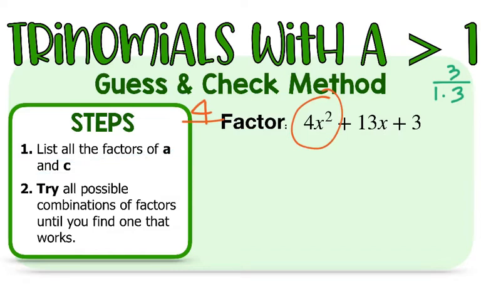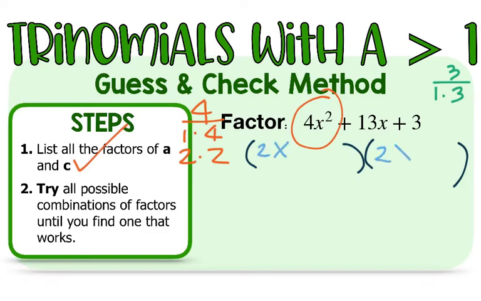So what are my factors of A, which is 4? I could do 1 times 4, or I could do 2 times 2. So that's step 1, list all the factors of A and C. I did A right here and I did C right here. So now I know that my answer is going to be some combination of either the red numbers or the green numbers that I have written. So let's go ahead and set up my binomials. To get to 4x squared, I could get that by doing 2x times 2x, because think about how I would start FOILing.